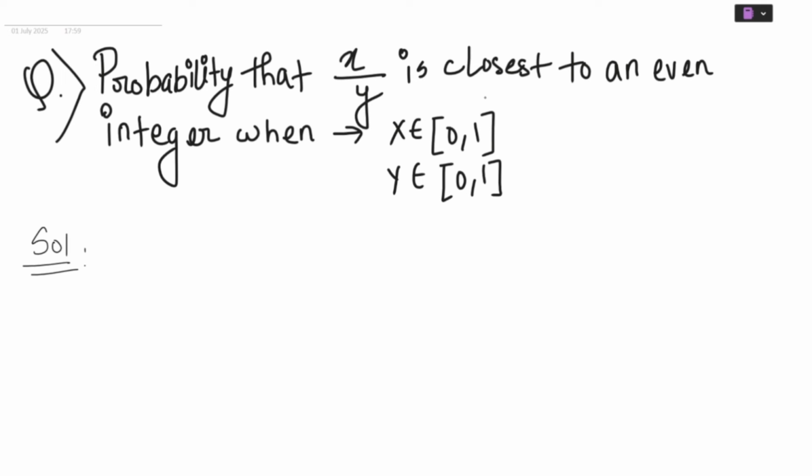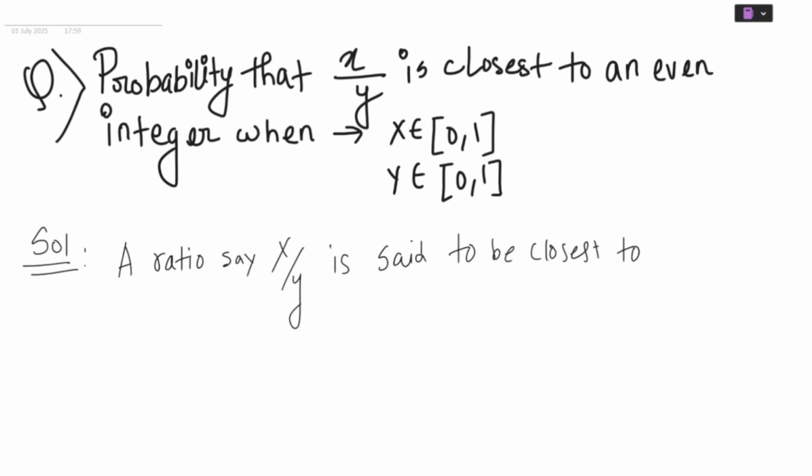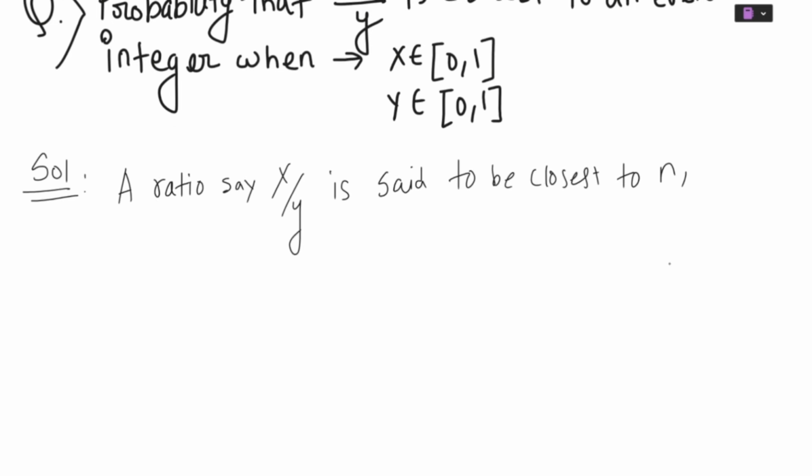an integer. So it's closest to an even integer, which means take any integer, 2, 4, 6, whatever integer you can. Obviously, we will be talking about positive integers because the ratio is positive. But what does it mean that this is closest? Now, a ratio, for example, the ratio in question, x by y, is said to be closest to n, where n is an integer. I'm not talking about even integers for now.